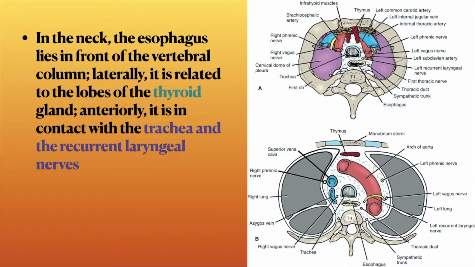In the neck, the esophagus lies in front of the vertebral column, and laterally it is related to the lobes of the thyroid gland. Anteriorly, it is in contact with the trachea and the recurrent laryngeal nerves.